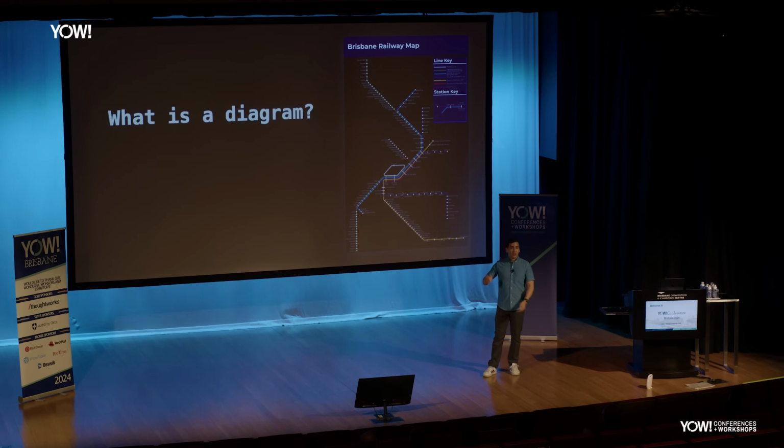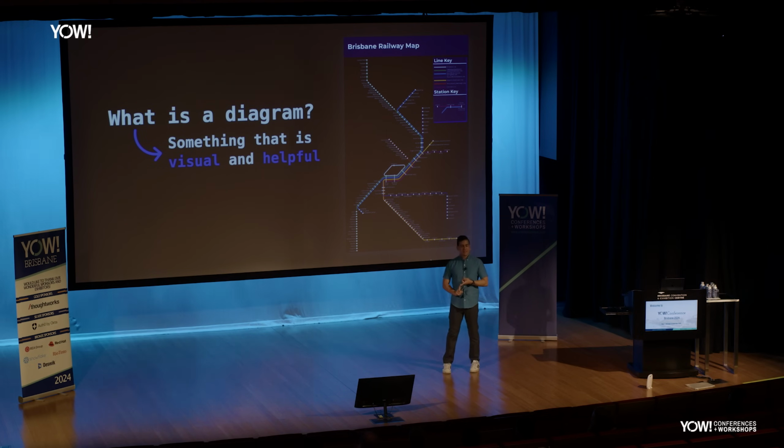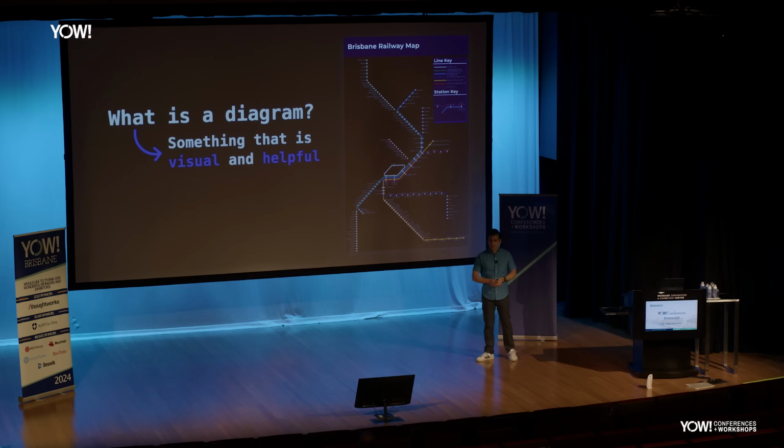So first of all, what exactly is a diagram? What constitutes a diagram? There are actually only two simple criteria. One is that it's visual, so it's a visual representation of something, and the second is that it's helpful. Take this subway map, or railway, whatever you call it, metro. People have different names for these. It's helpful and it's visual. Music notation is also helpful and visual.